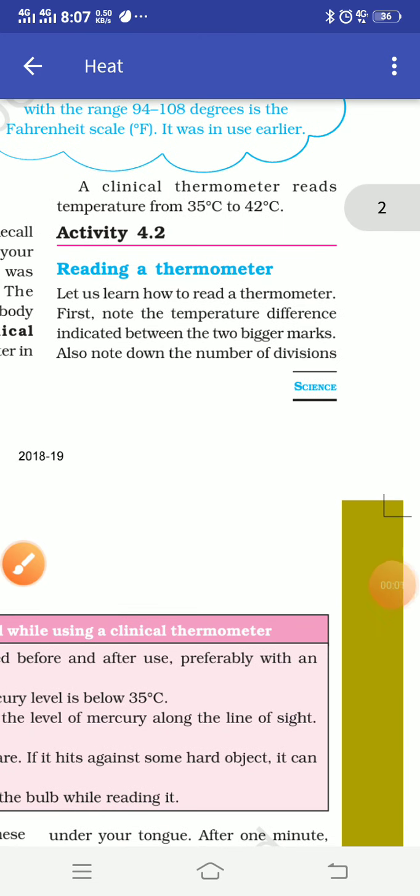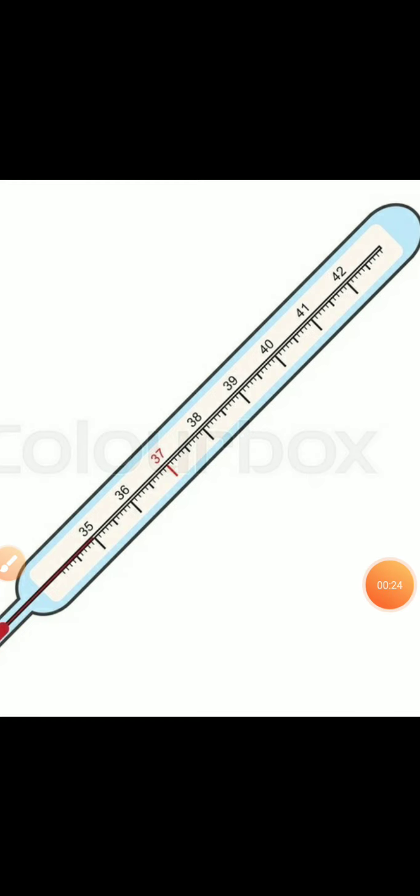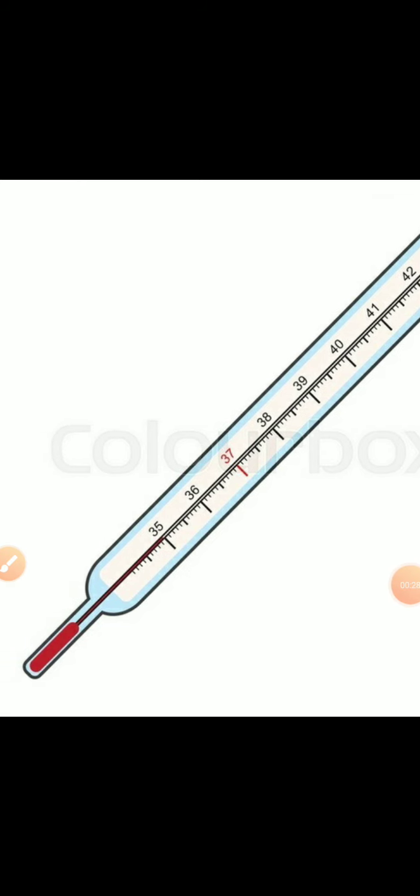Hello students, today we are going to discuss class 7th science chapter number 4, Heat. The topic is reading of a thermometer. First of all, we will observe the thermometer and understand how you measure heat or temperature using it. So this is a clinical thermometer. Observe this thermometer.